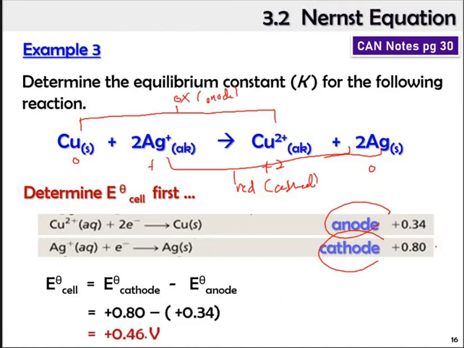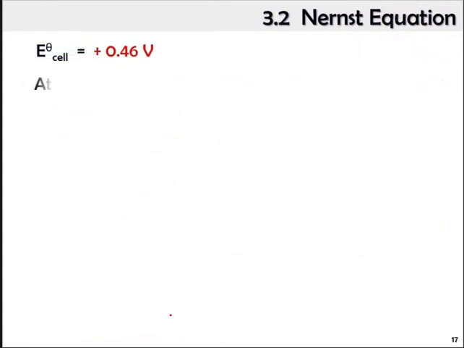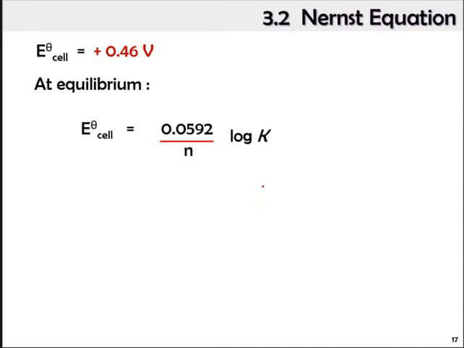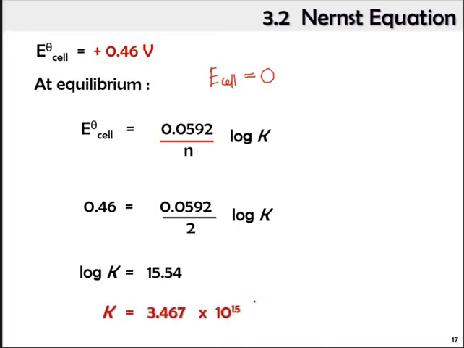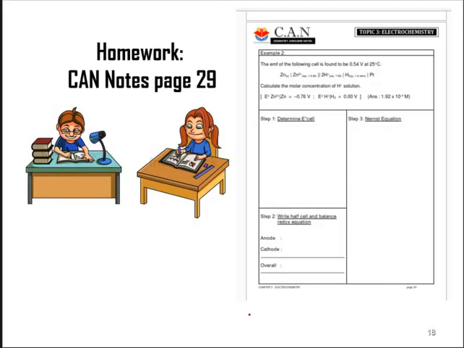Okay, find the E0 cell, positive 0.46 volts, and then at equilibrium, E cell is equal to 0. That means we rearrange the formula, the Nernst equation, to become like this. Right, so put all the values here, n is equal to 2, log K, and then we get the K here. Alright, so your homework for that LO is page 29. Then let us continue.